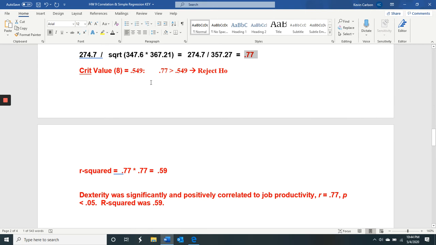Our critical value is the same as the one above because we have 8 degrees of freedom. We have 10 employees, 10 people. We have 2 variables, so we have to take 2 degrees of freedom away. So 10 minus 2 is 8. So our calculated value is greater than the table value. Therefore, we reject the H0.